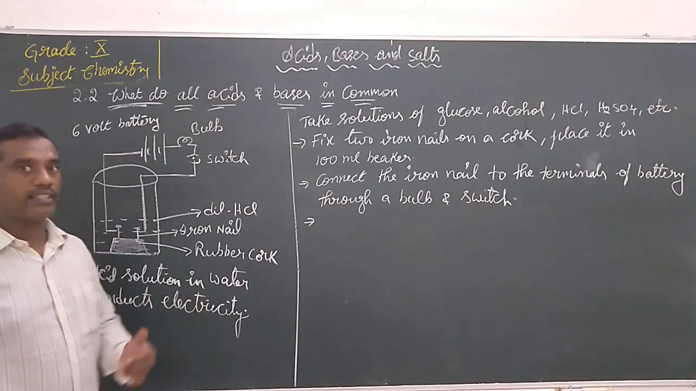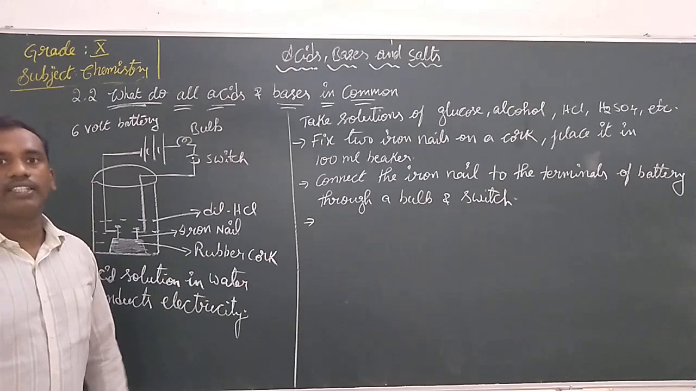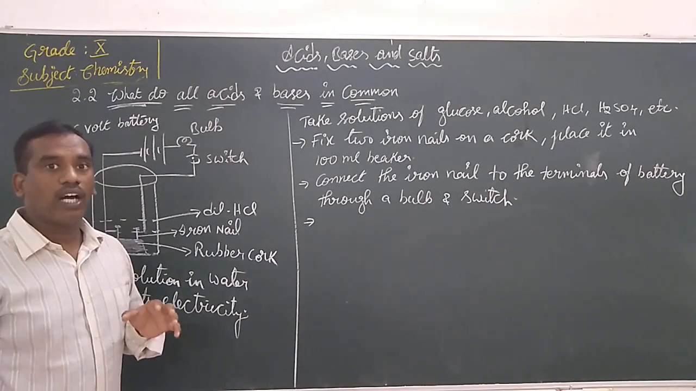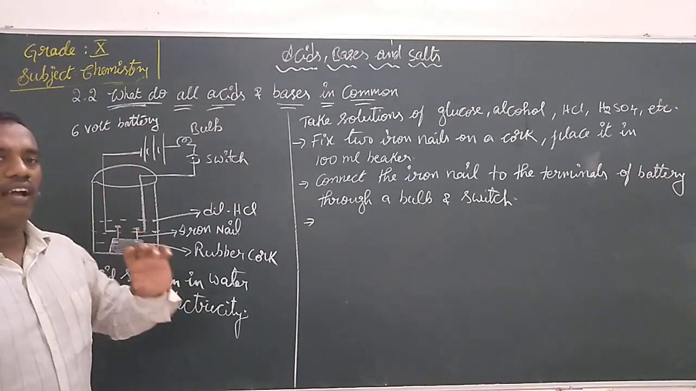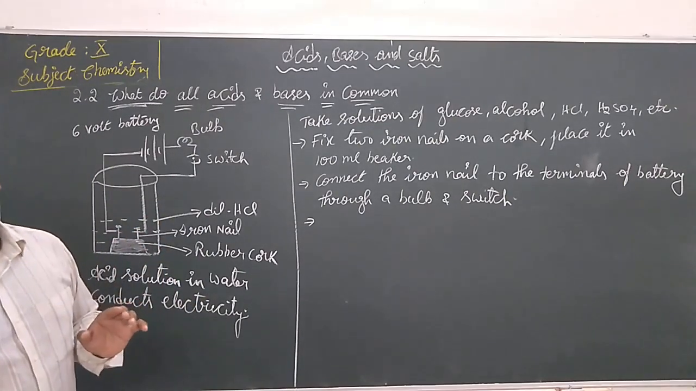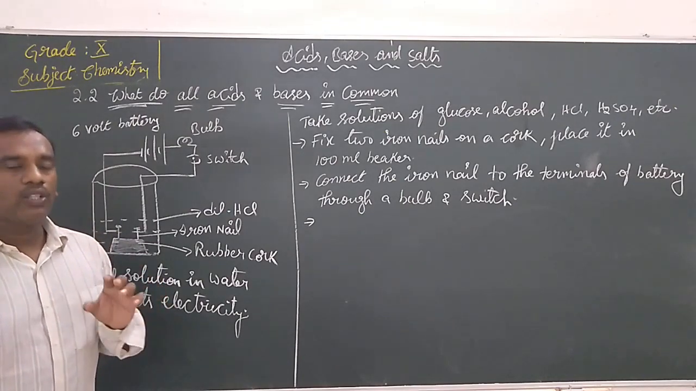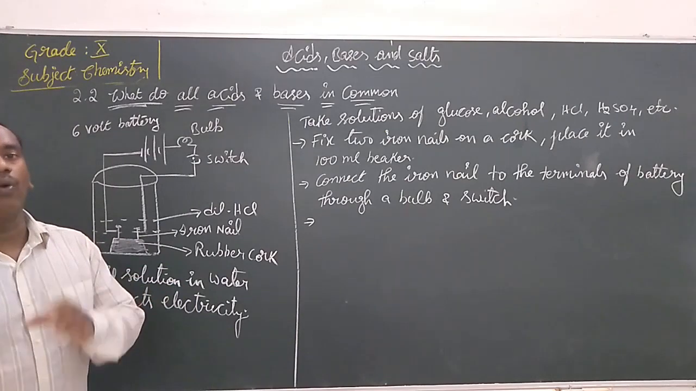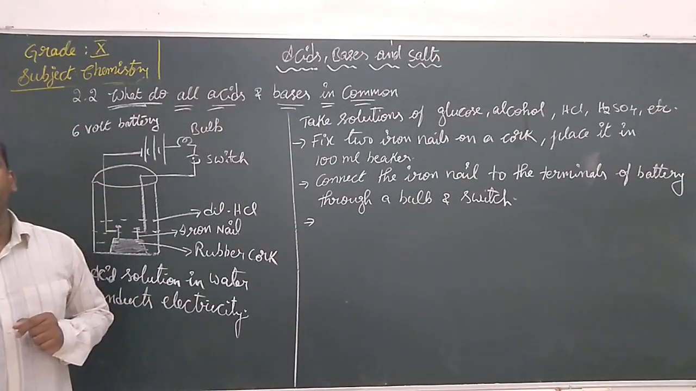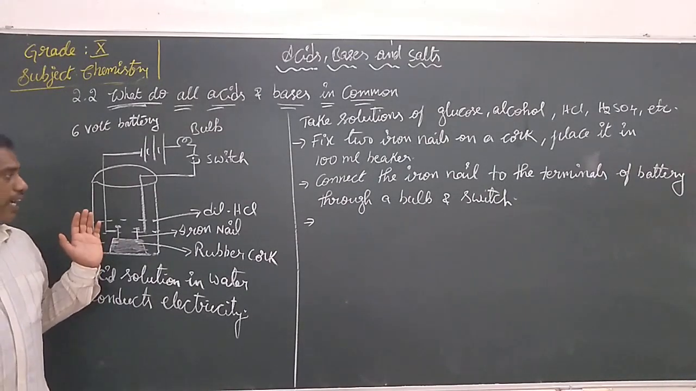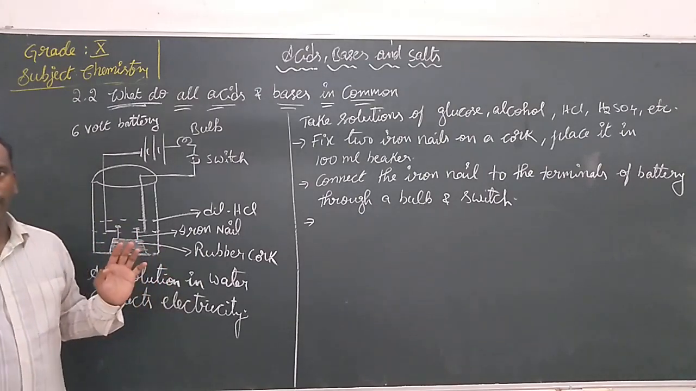Let's see, the next topic is, what do all acids and bases have in common? What are the acids and bases having in common? Acids will have something in common and bases will have something in common. We are going to conclude what they have. For this, we had an activity. In this, we are going to observe the diagrammatic representation.